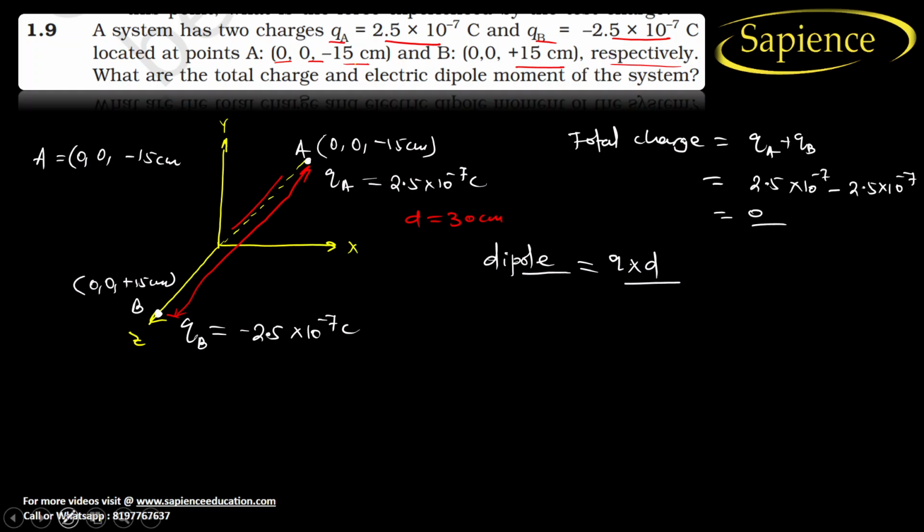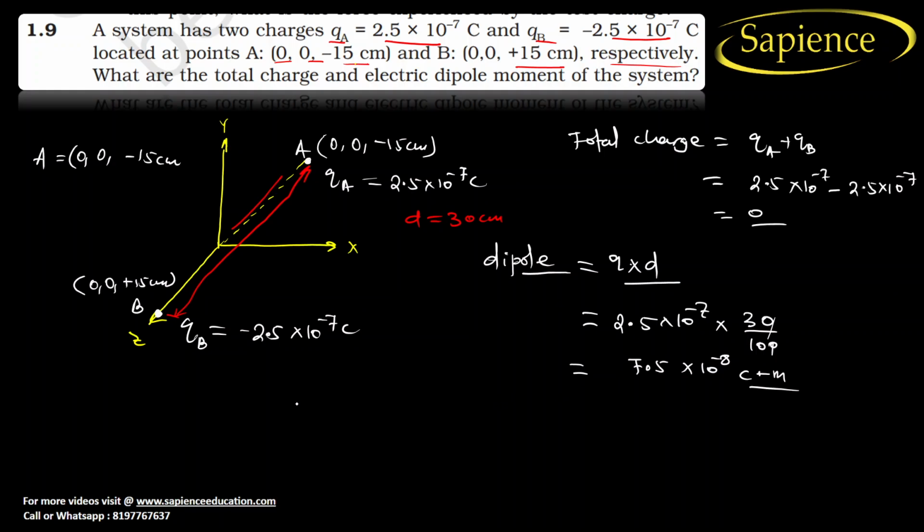Now we need to calculate it. So how to do this? Any one of the charges you can take. So this is 2.5 into 10 to the power minus 7 into the distance. Distance is 30, 30 divided by 100 because it is in centimeter. I hope you have understood this one. So this will be 7.5 into 10 to the power minus 8 Coulomb meter, right? So this is the unit.